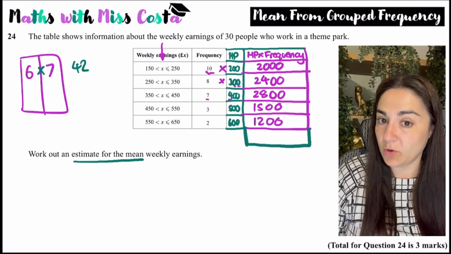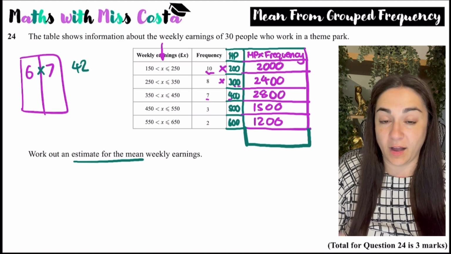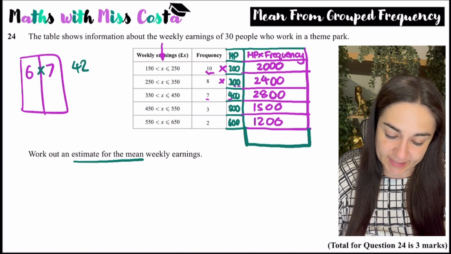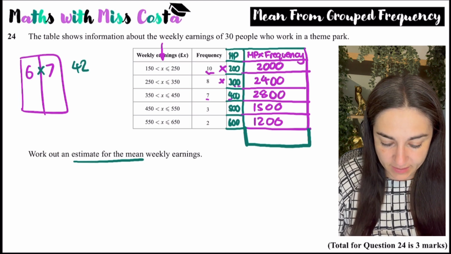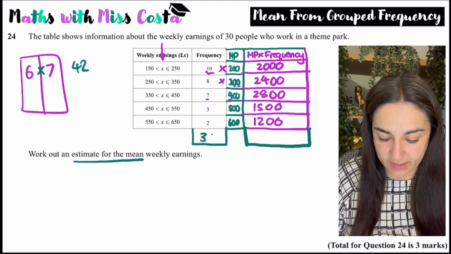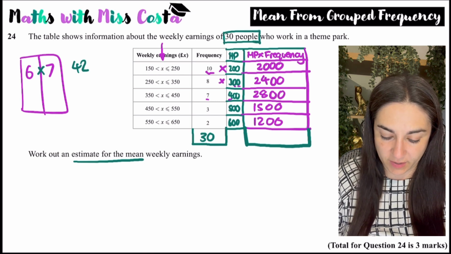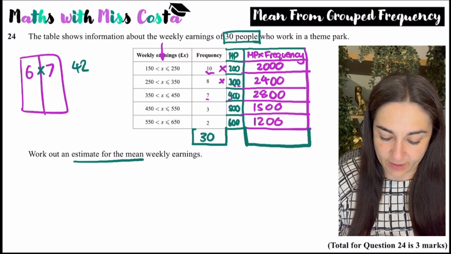So your final column is going to give you the total amount of the thing that you are. If it's talking about height, it would be the total heights. So we get a total of here. And we also want a total of the frequency. Now, normally you're actually told this, so we know that there's 30 people who work in the theme park. So we don't need to work that out.